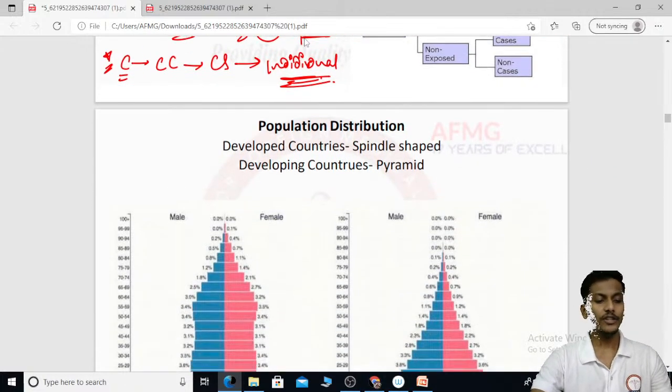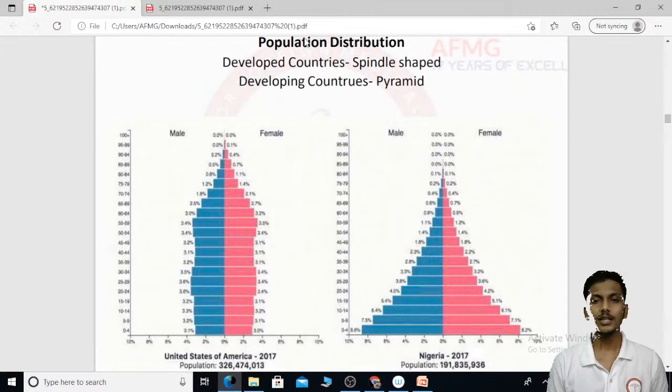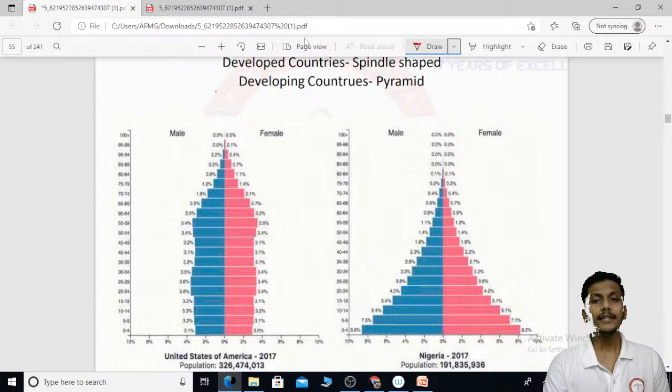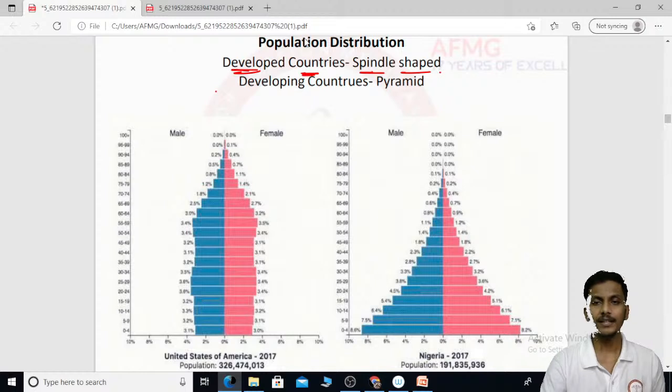Okay, now moving further, guys, to our next one, and that is about your population distribution. So this is your population distribution graph which can be seen. In cases of developed countries, the population graph would be somewhat spindle shaped. Please remember, the population graph would be of spindle shape in cases of developed countries like the USA or UK. So this is a graph for the United States of America which is spindle shaped.